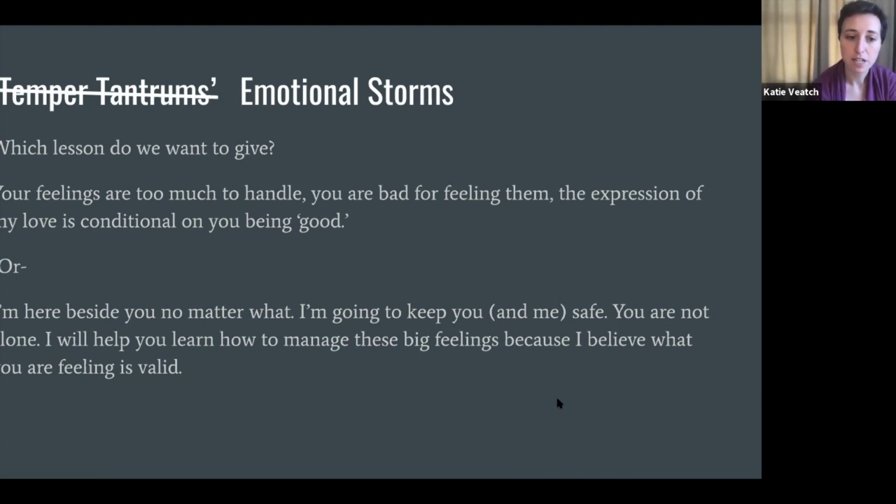Or the opportunity is to say, I'm here with you no matter what. I'm going to keep us safe. I'm going to walk with you. We're going to walk together through this. You're not alone. And I'm going to help you learn how to manage these big feelings because I believe that what you're feeling is valid. This is a powerful practice. This is a trust building practice. When you start to offer this gift to your nanny child, they start to see you as the interpreter. Remember that concept? This is an honorable position that we are in, and we need to hold it very carefully.